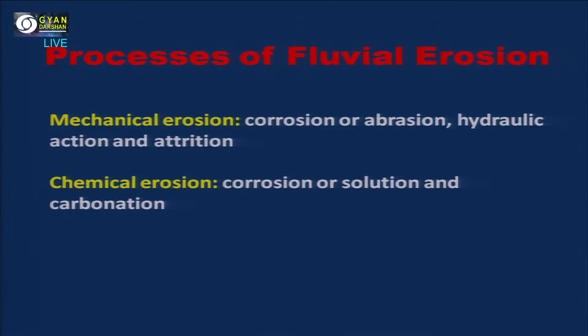Now coming to the processes of fluvial erosion, there are two types of erosion: mechanical erosion and chemical erosion. Mechanical erosion includes corrasion or abrasion, then hydraulic action and attrition. And chemical erosion includes corrosion or solution, and carbonation. I will request Professor Deshmukh to further discuss these processes of fluvial erosion in detail.